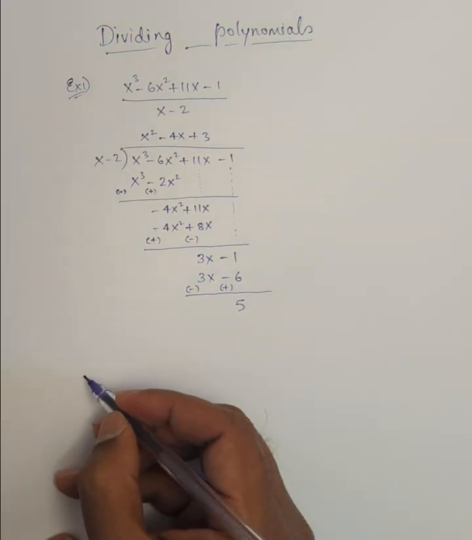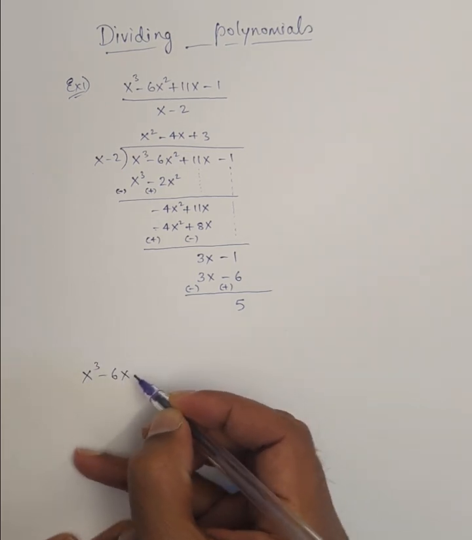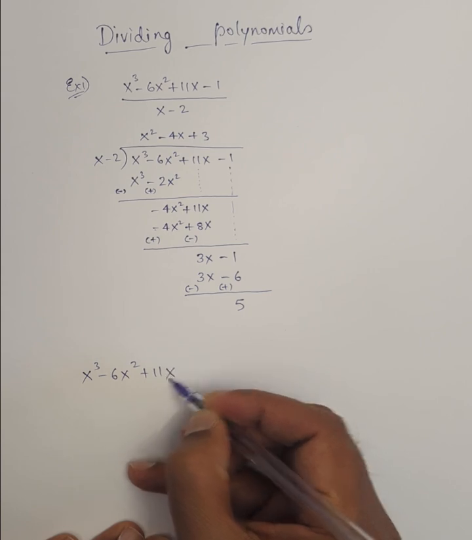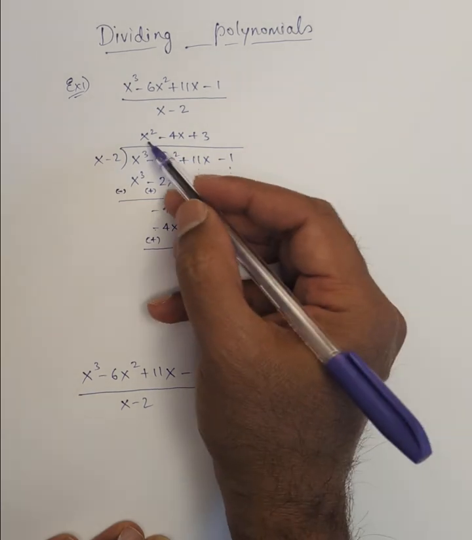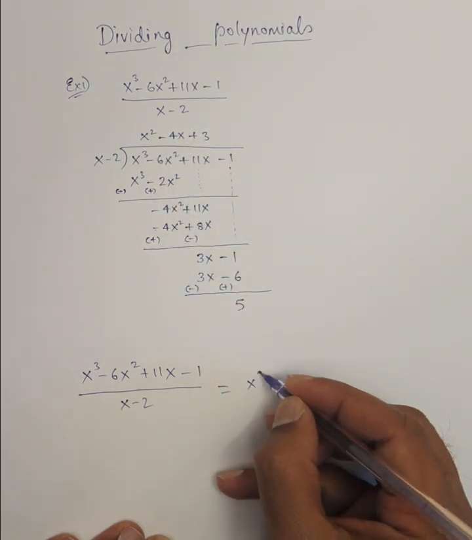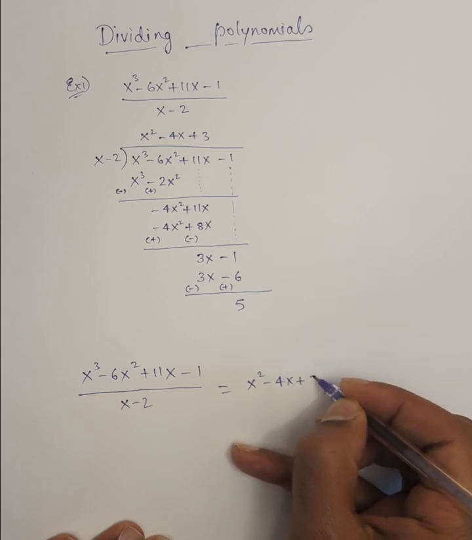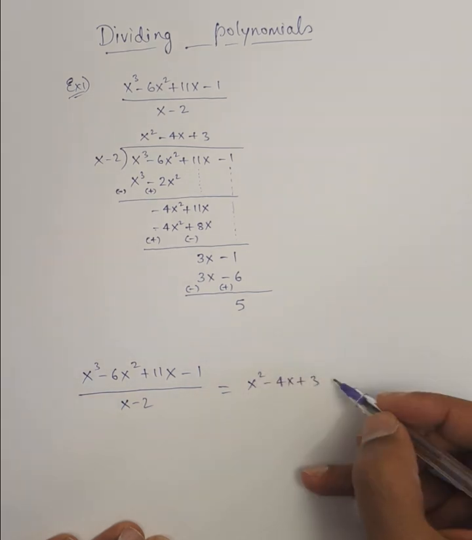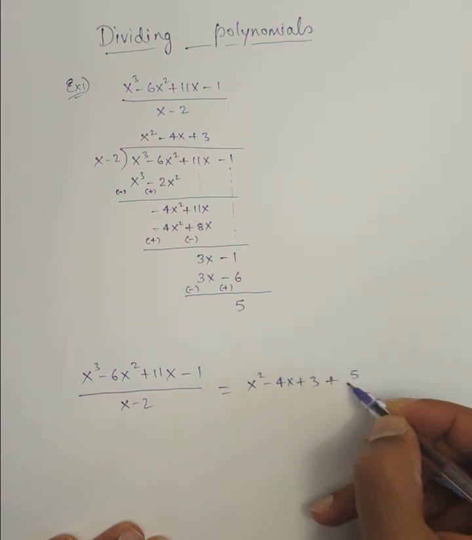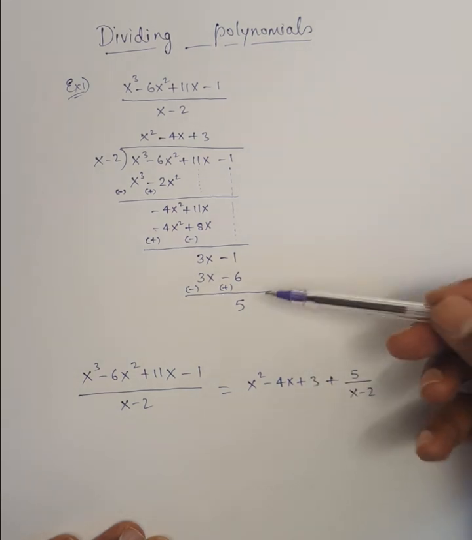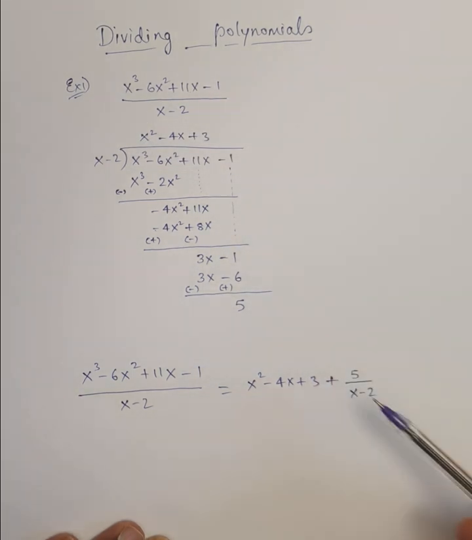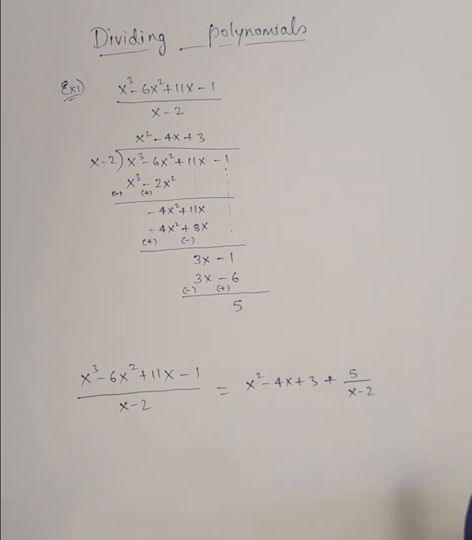So you say that x cubed minus 6x squared plus 11x minus 1 divided by x minus 2 gave you the quotient x squared minus 4x plus 3, and a remainder. So how do you write the remainder? You say plus 5 over x minus 2. So there was a 5 left over, but you're dividing by x minus 2. So the part that's remaining is 5 over x minus 2. So that's one example.